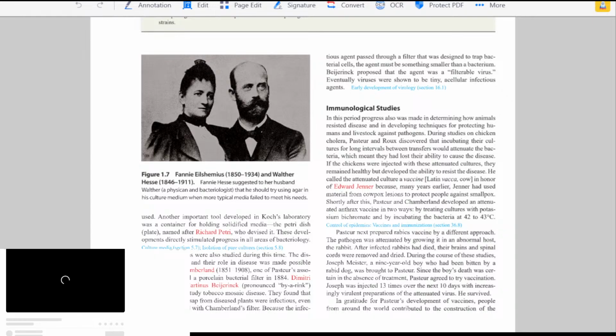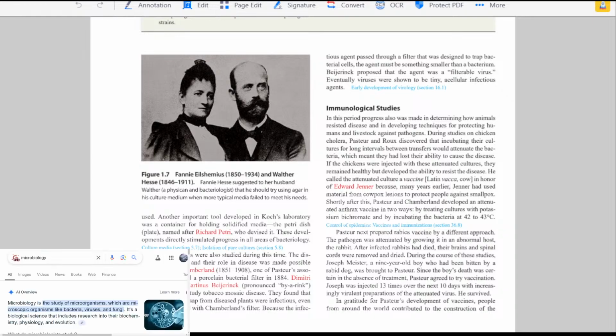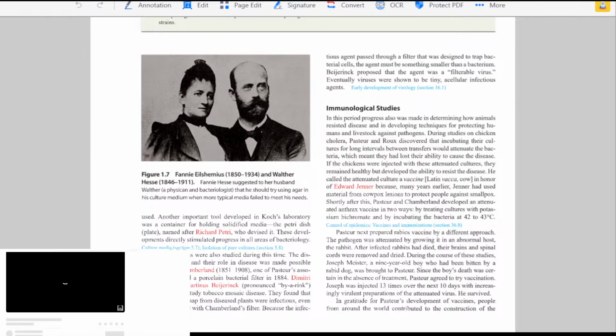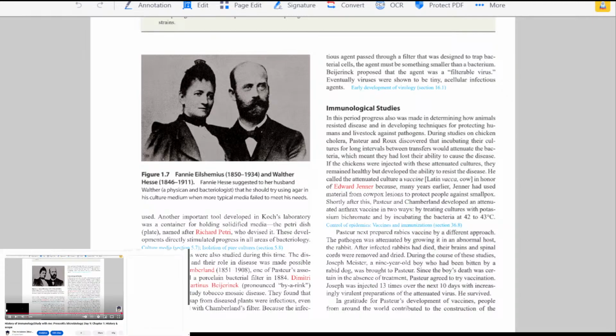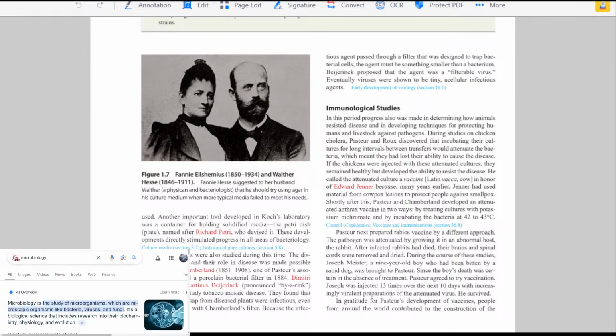Alright, we are starting with the energy. We already went through Koch's postulates. Okay, I was just checking. We are going to close this one and go to our PDF.